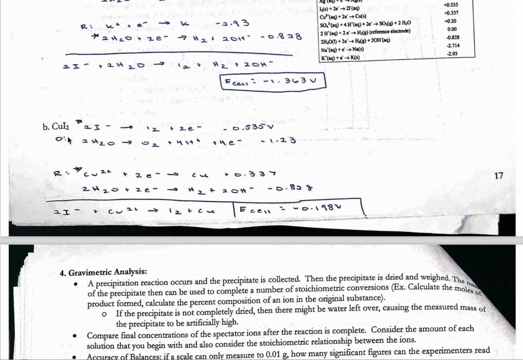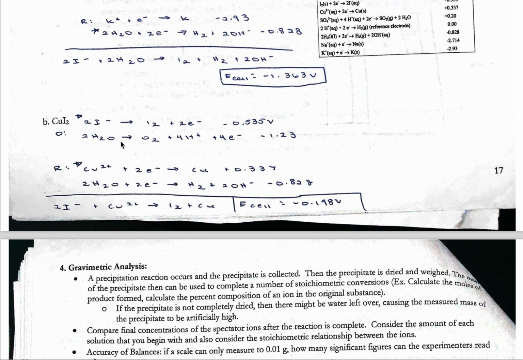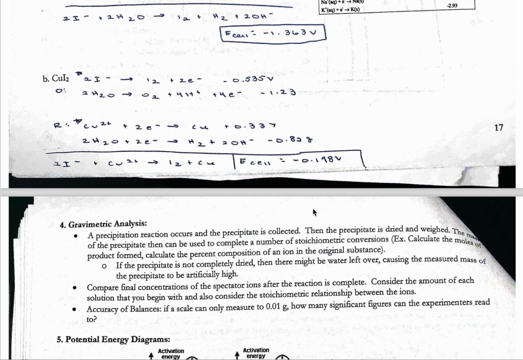For copper iodide, super similar, except here I've got copper ions, iodide ions, and water again as my possible reactants. So these guys got flipped from where they were originally in this table. I find whichever one's the least negative, I add them together, and because copper in this case, the reduction is positive, I ended up just getting negative 0.198 volts.